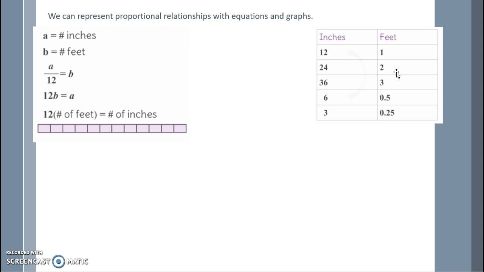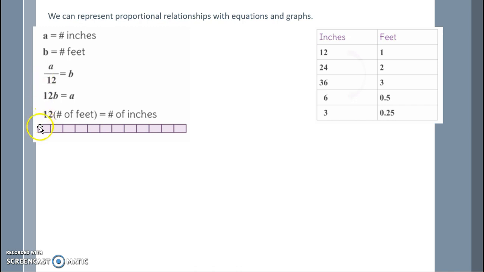So let's let A equal the number of inches we have, and B represent the number of feet we have. So if I were to take a certain amount of inches and divide it by 12, that would give me how many feet I have. Further, 12 times the number of feet we have would give me the number of inches.